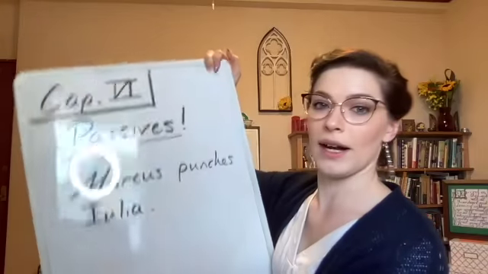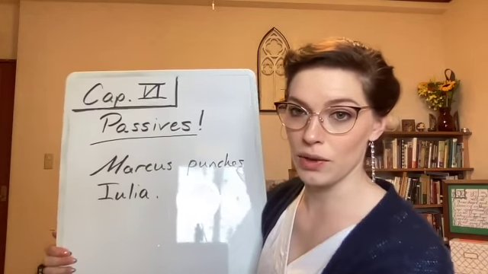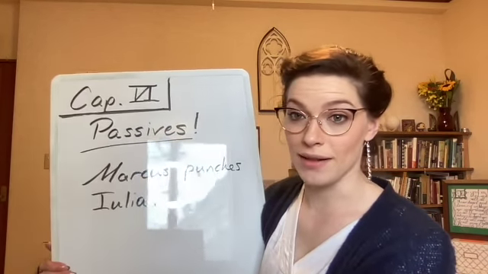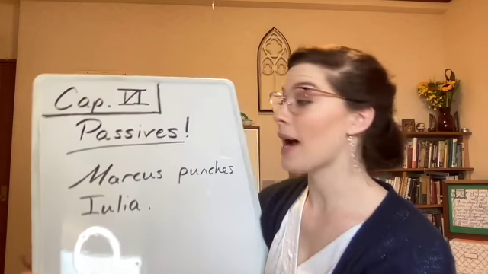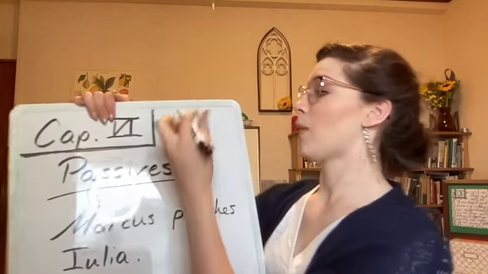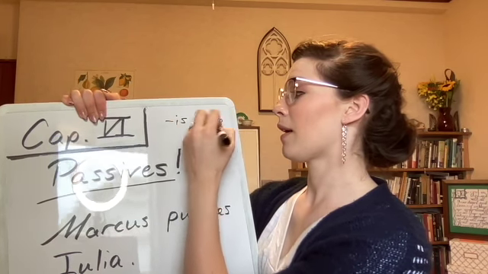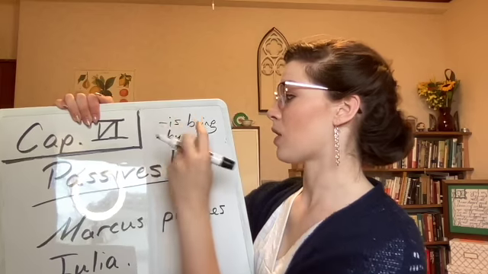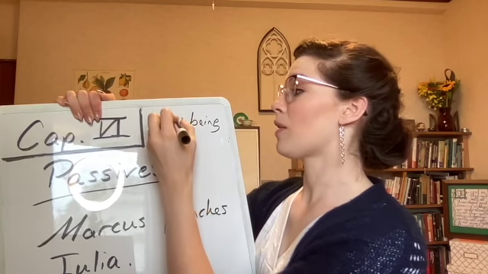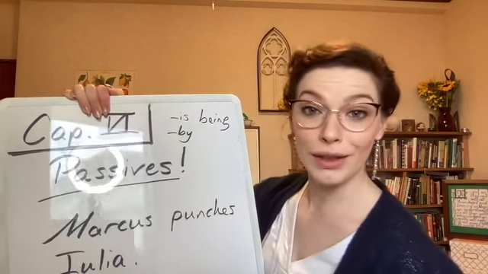That is going to be our English sentence that we start with. Marcus punches Julia. I want you to make this passive. So remember, if it's passive, the giveaways, it will always have is being and by. Sorry, that is not very neat. While you guys write on your whiteboard, I'm going to make that look neater.